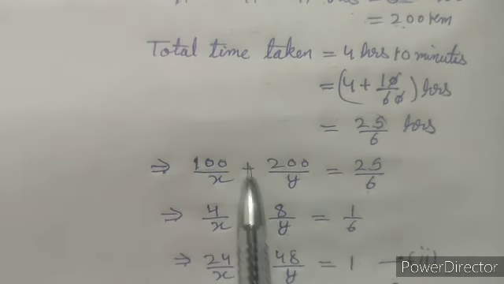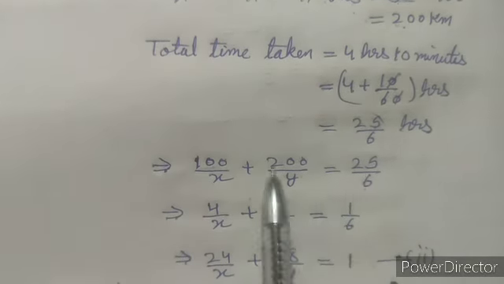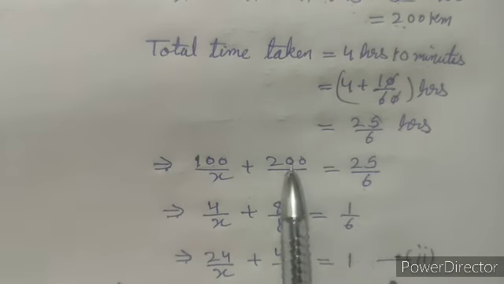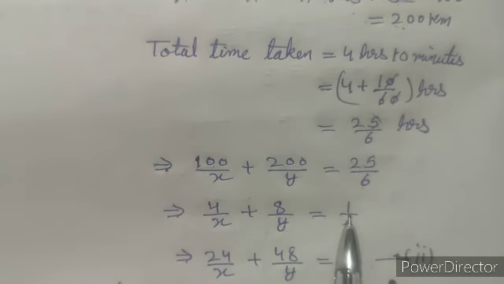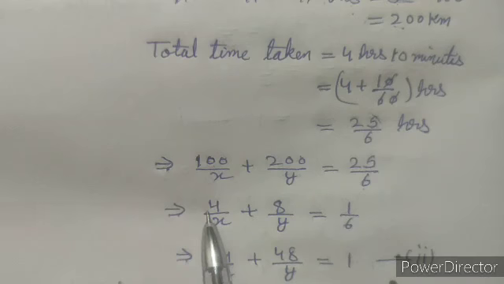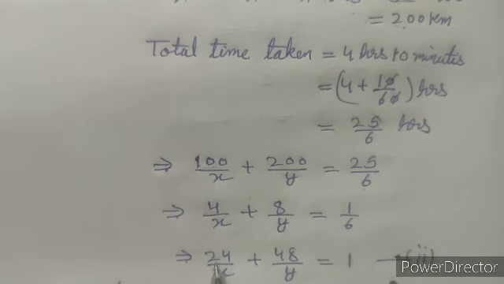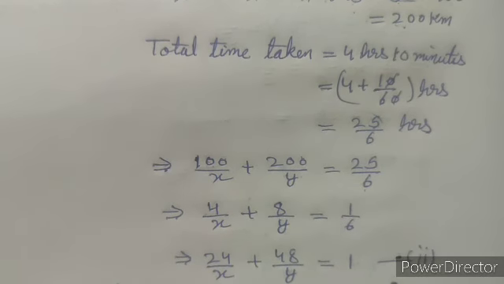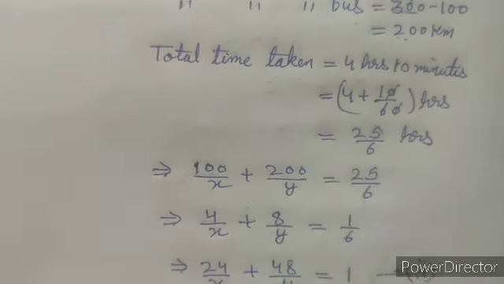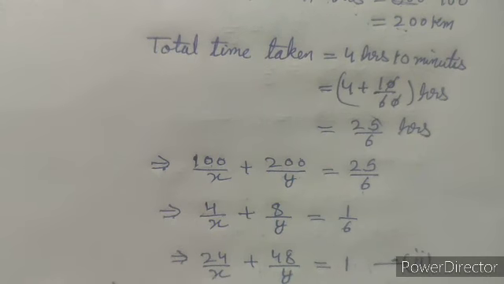Now on dividing the whole equation by 25, we will get 4 upon x plus 8 upon y equal to 1 upon 6, and then on multiplying the whole equation by 6, we will get 24 upon x plus 48 upon y equal to 1. Now we can solve the equations first and second by taking 1 upon x as u and 1 upon y as v to get the speed of train and bus separately. Thank you.